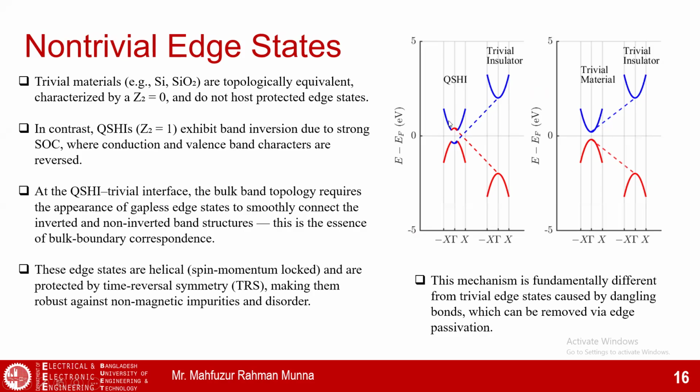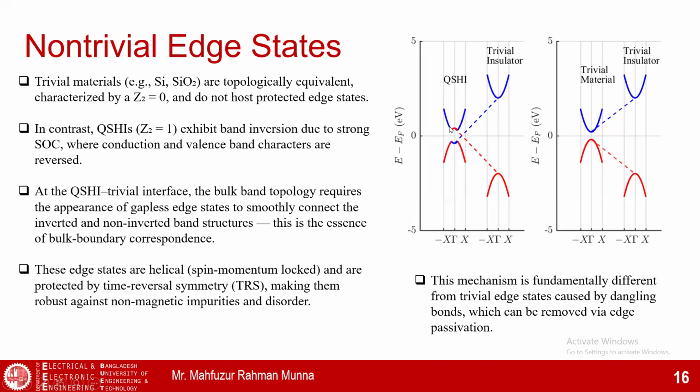However, at the interface between a quantum spin Hall insulator and a trivial insulator, as I have already mentioned, there is band inversion at the gamma point of a quantum spin Hall insulator. That means some portion of the conduction band moves to the valence band and some portion of the valence band moves to the conduction band. And at the interface, the valence band of the trivial insulator gets connected with the conduction band of the quantum spin Hall insulator, and the conduction band of the trivial insulator gets connected with the valence band of the quantum spin Hall insulator.